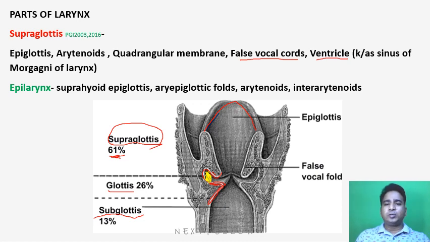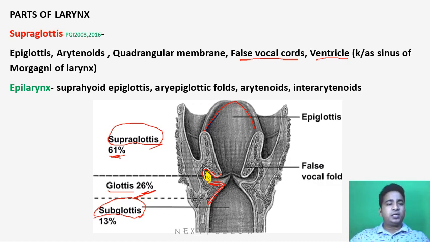So ventricle, false vocal cord, then arytenoids, aryepiglottic folds, quadrangular membrane, epiglottis, all these are structures related to supraglottis. So what does the glottis consist of? This glottis is made up of the true vocal cord, as you can see in this area. This is the thickness of the true vocal cord, and it constitutes around 26% of the total laryngeal area. Then comes the subglottis, which is the narrowest or the shortest part of the larynx, constituting around 13% of the larynx, and basically it is the cricoid area, you can say.